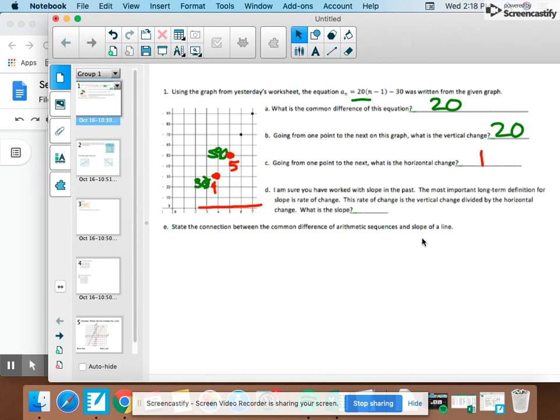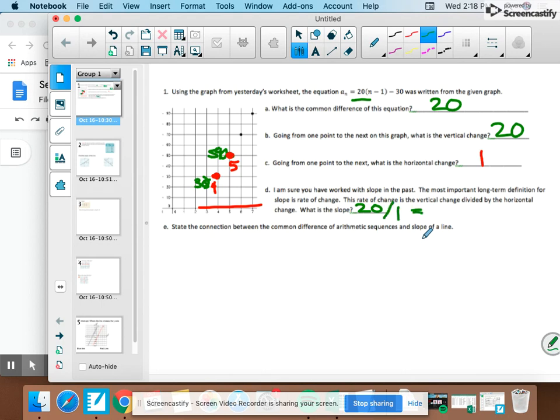So rate of change is the vertical change divided by the horizontal change, and that is what the slope is. If we were using the graph, the vertical change was 20 over the horizontal change, which is 1. So that's going to simplify down to 20. If we notice, our part from A, where our common difference was 20, is the exact same as our slope. So the connection for E you can write is the common difference of an arithmetic sequence is the same as the slope of the line.